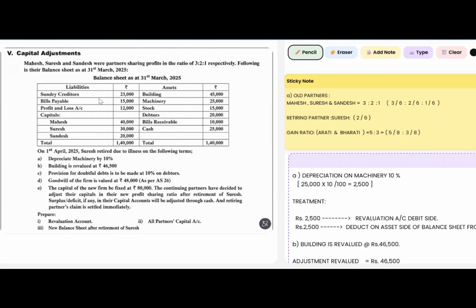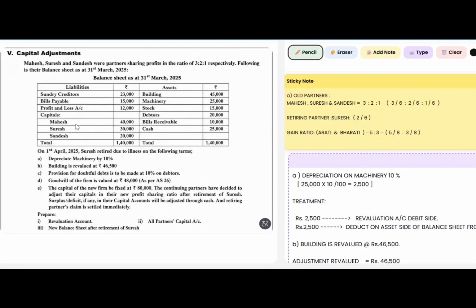Now let's see where these entries will appear in the retirement accounts. So sundry creditors 23,000 and bills payable 15,000 will be entered in the new balance sheet on the liability side. This profit and loss account, which is given on the liability side, refers to the profit of the partners made in the previous year. So this will be distributed to all the partners in the old profit sharing ratio on the credit side of the partners' capital account.